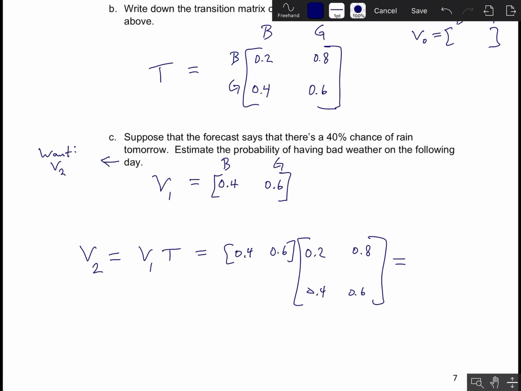This one might be a good one to compute by hand if you need some practice working with decimals, but it's also always okay to just type these individual computations or the entry computations into a calculator. So you could just type in 0.4 times 0.2 plus 0.6 times 0.4, and that would give you this first entry, which ends up being 0.32. And therefore, this next entry would have to be a 0.68.